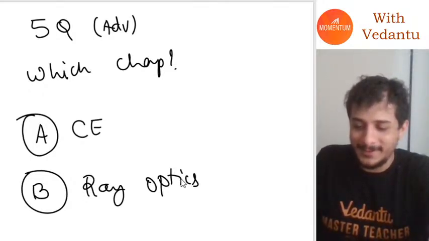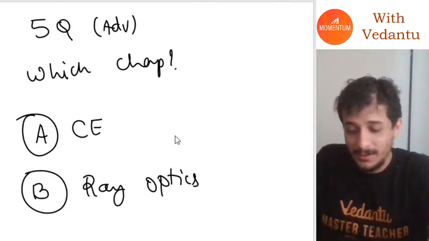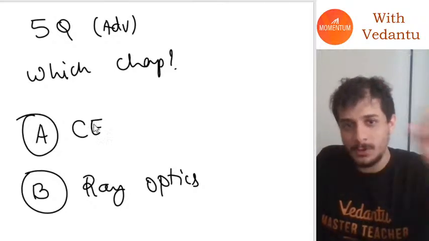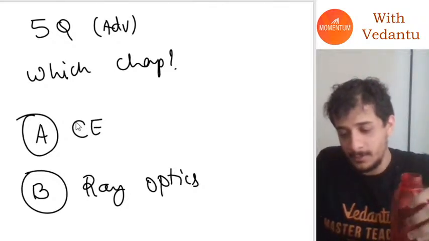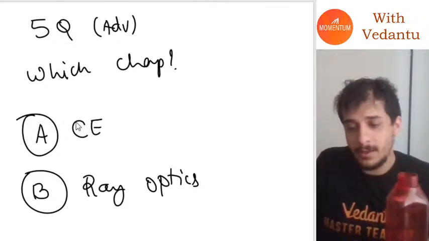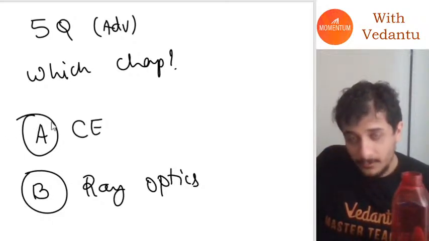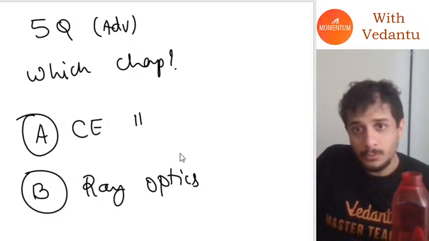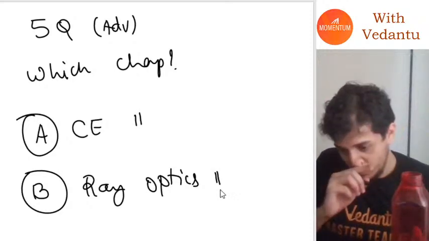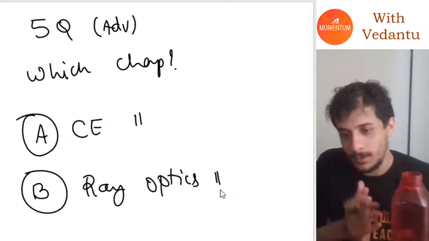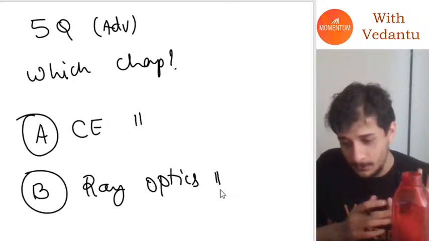I know. Russell is correct. Okay. Current electricity, you want me to do advanced questions tomorrow or ray optics? Tell me, guys. Hamsat is saying current electricity. Mohammed is also saying current electricity. So I have two votes here and two votes here. I need a tiebreaking vote.